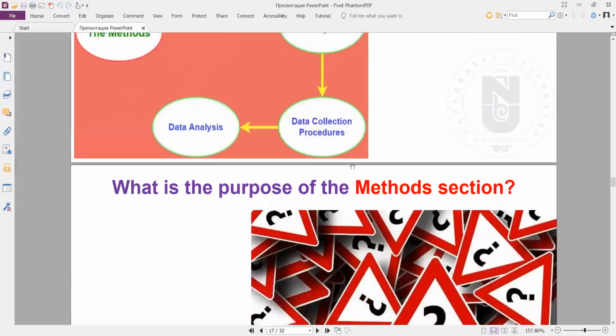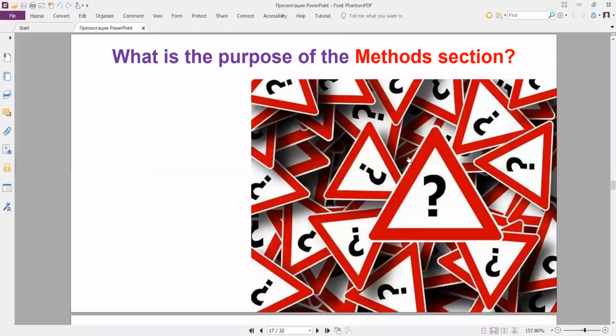Now, again, a straightforward question. What is the purpose of the methods section in a research article? Okay, a couple of answers again. So be active.